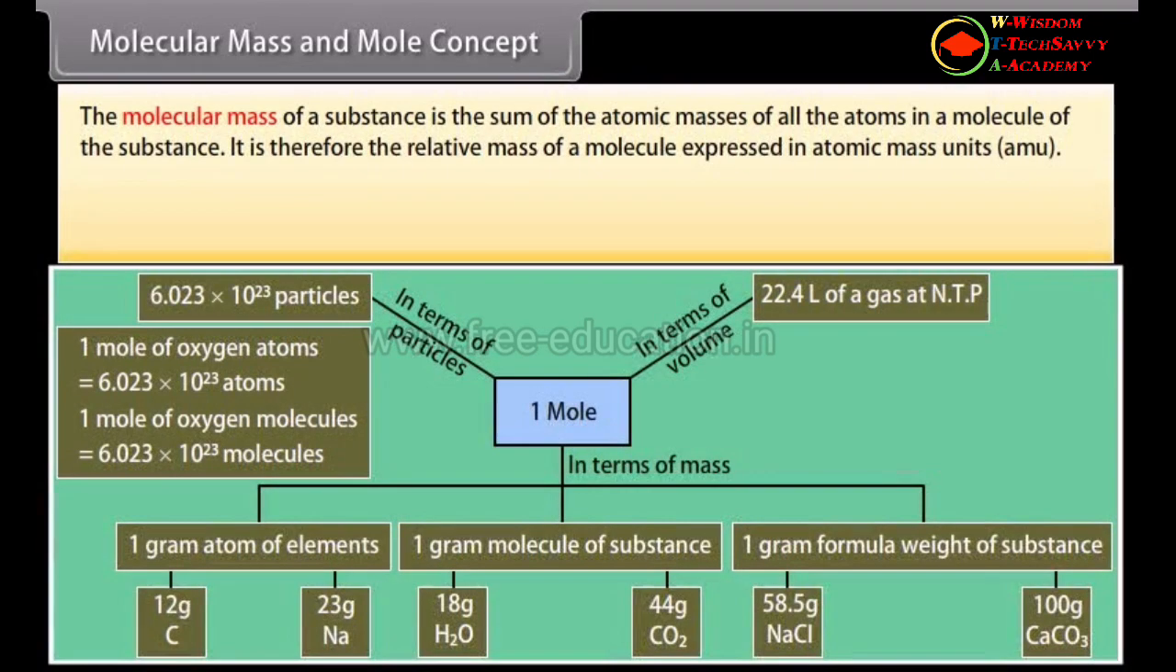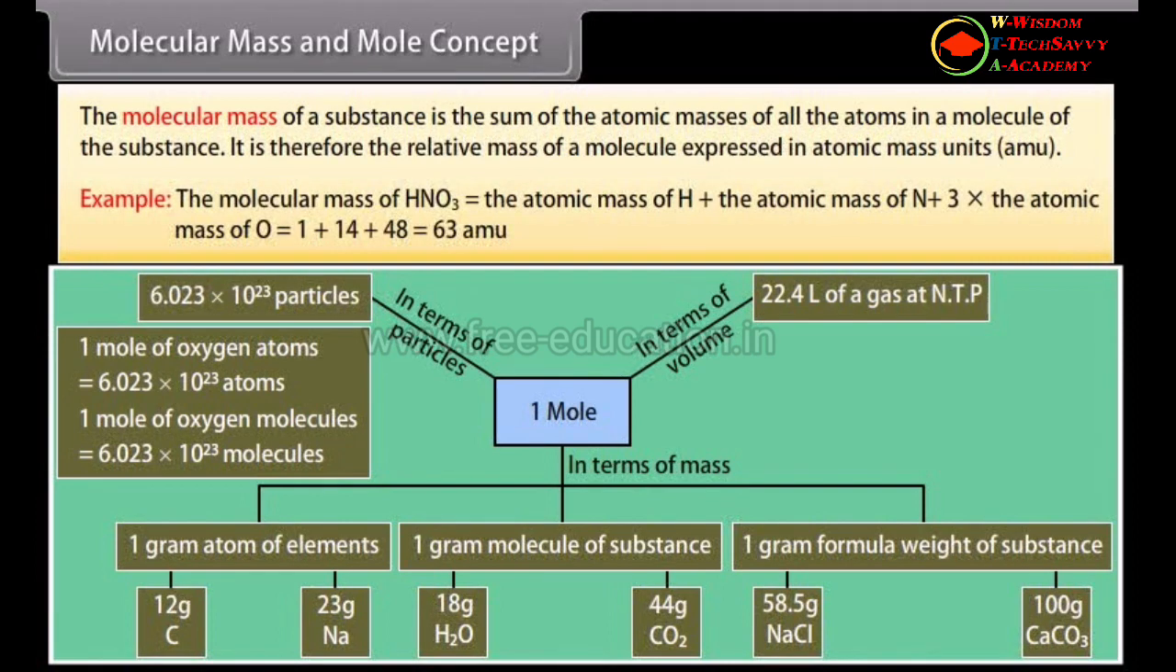Molecular mass and mole concept. The molecular mass of a substance is the sum of the atomic masses of all the atoms in a molecule of the substance. It is therefore the relative mass of a molecule expressed in atomic mass units. Example, the molecular mass of HNO3 is equal to the atomic mass of H plus the atomic mass of N plus 3 times the atomic mass of O, which is equal to 1 plus 14 plus 48, which equals 63 units.